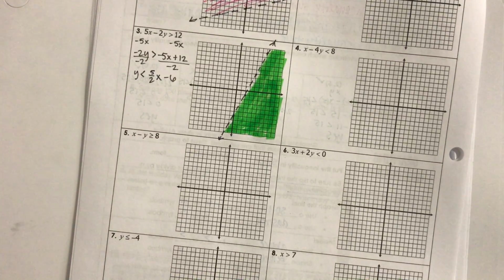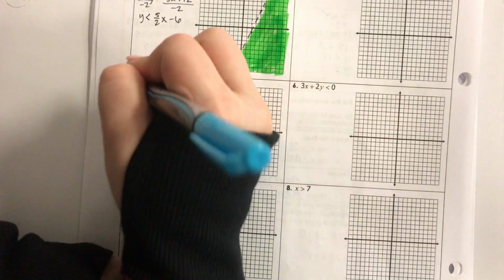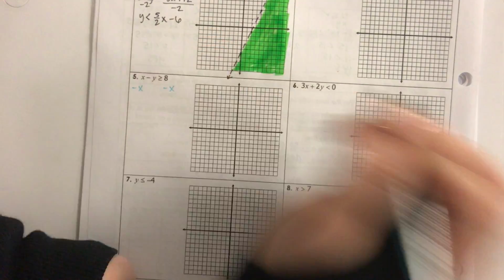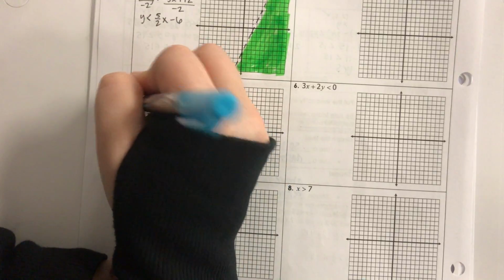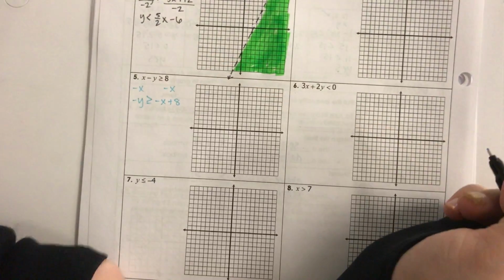Okay, so we've got 2 more. All right, I'll do this one in blue. This one I need to get in slope-intercept form, so I'm going to subtract x. So -y is greater than or equal to -x plus 8.